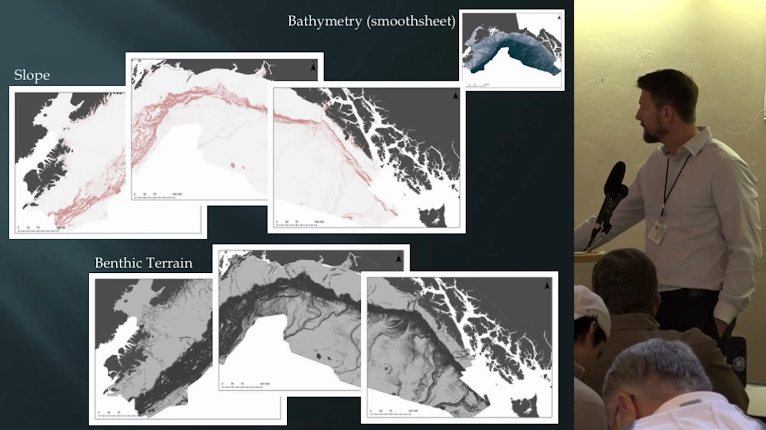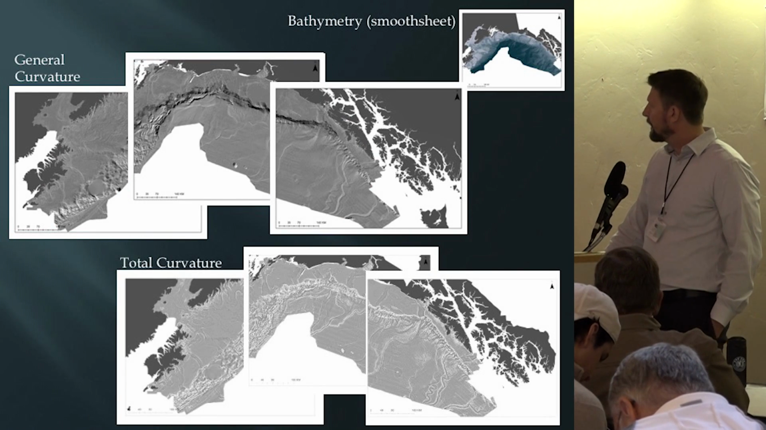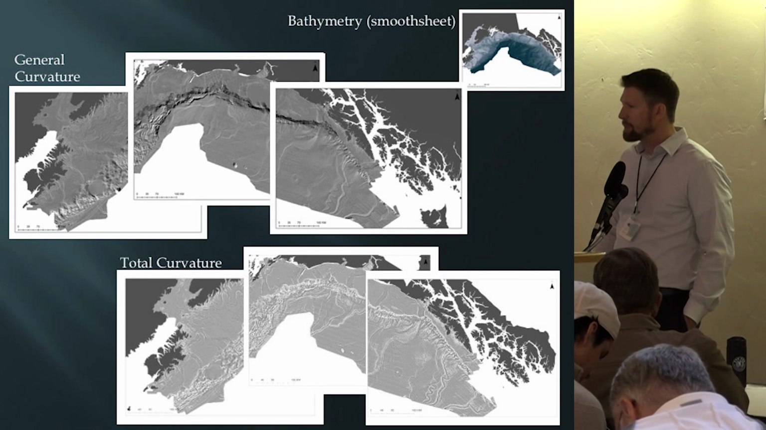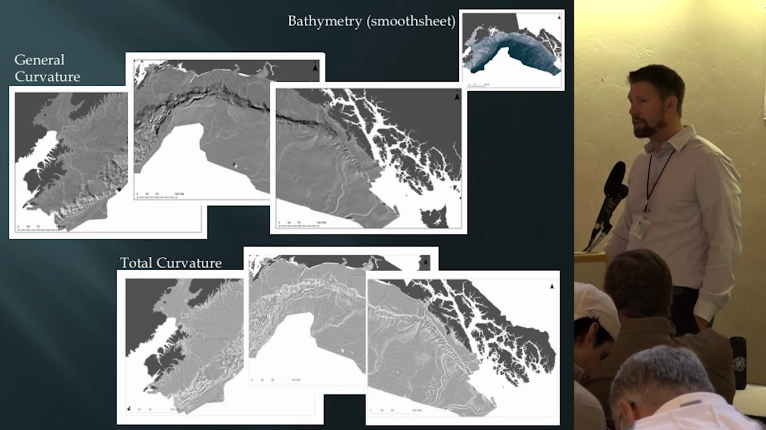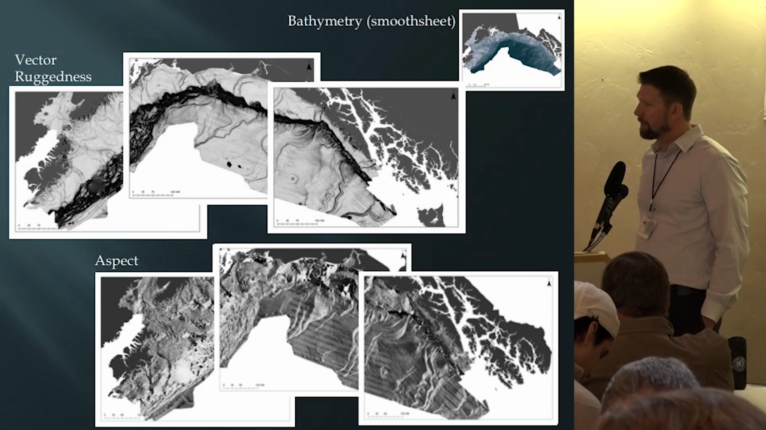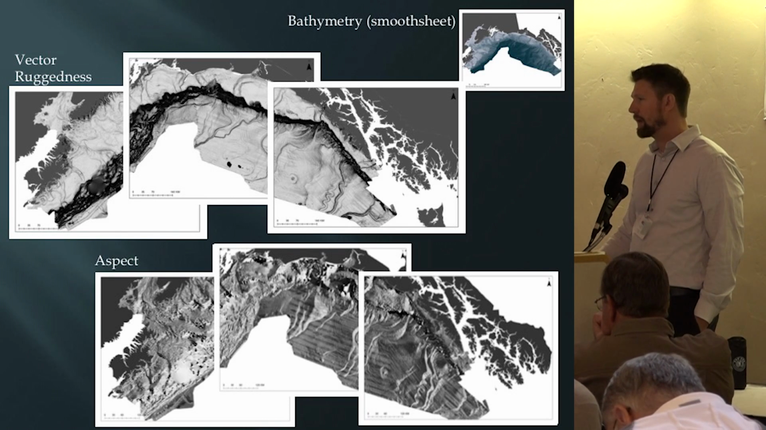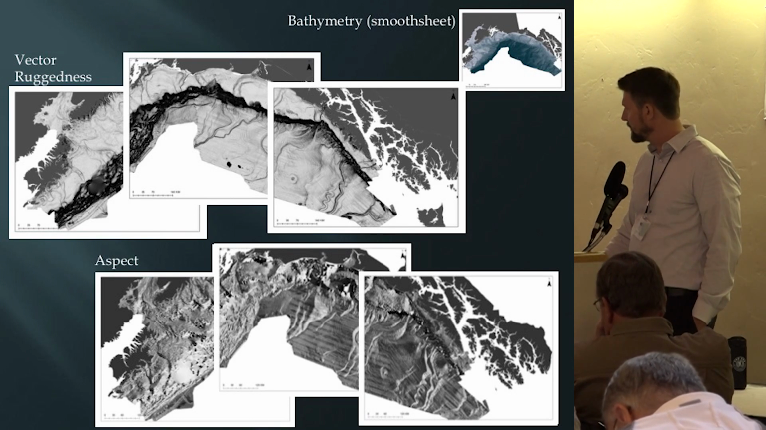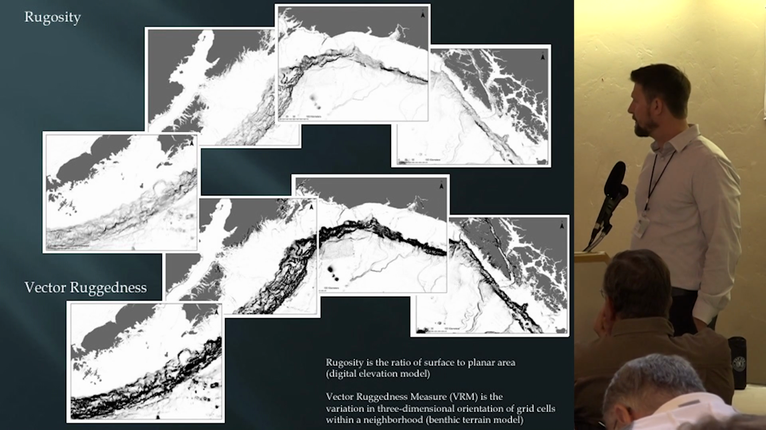So slope, which is steepness, benthic terrain, which helps define some of the gullies and the finer scale topography. Curvature, there's a variety of different types of curvature. We looked at 4 different types. That's really looking at how convex or concave, according to different dimensions, the habitat is. Vector ruggedness, which is a form of roughness of the surface. Aspect, which is the compass direction that a particular slope is facing, and that had some implications for how currents move through the system. And then this is for the full system looking at rugosity and vector ruggedness.